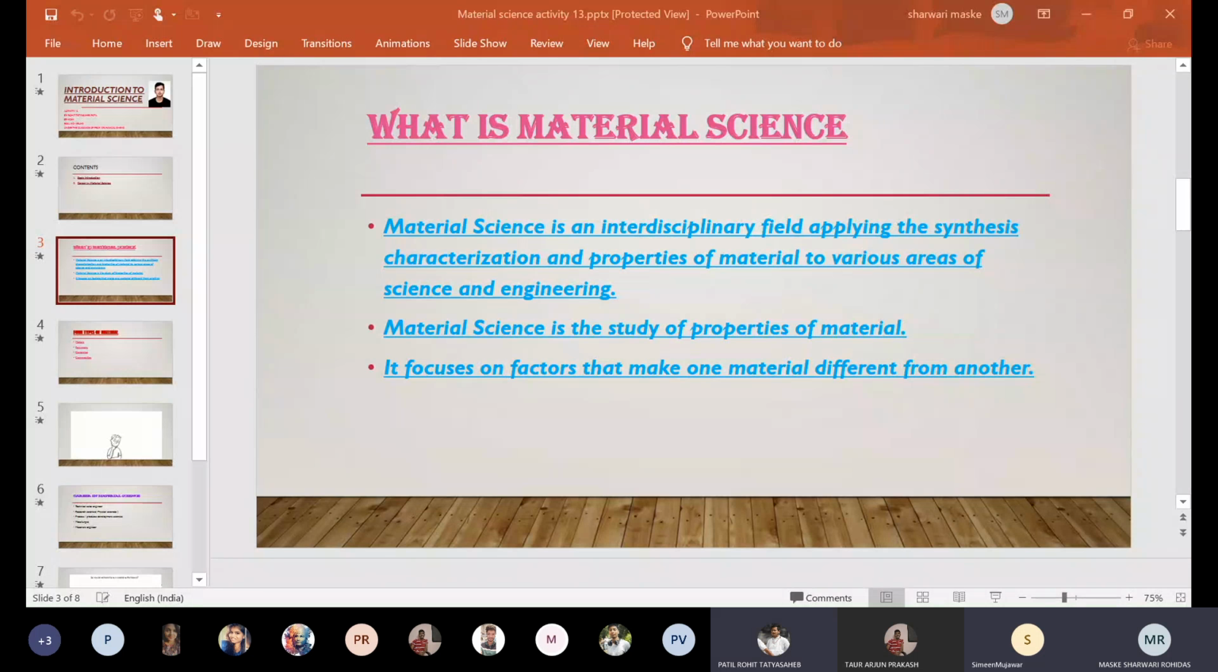Okay, ma'am. What is material science is my first point. Material science is an interdisciplinary field applying the synthesis, characterization, and properties of materials to various areas of science and engineering. Material science is the study of properties of materials. It focuses on factors that make one material different from another.